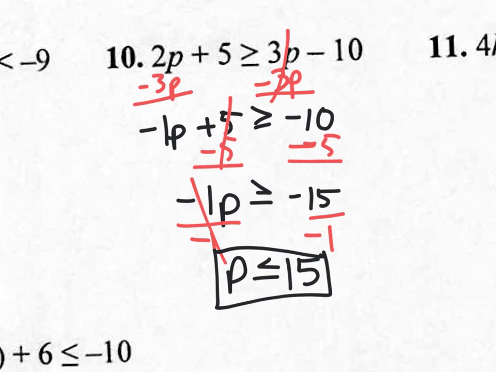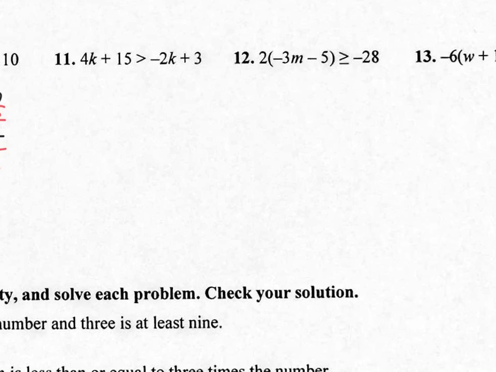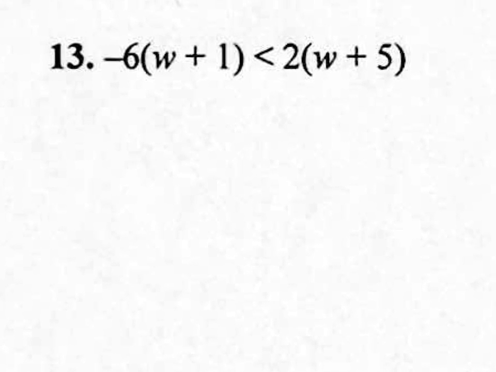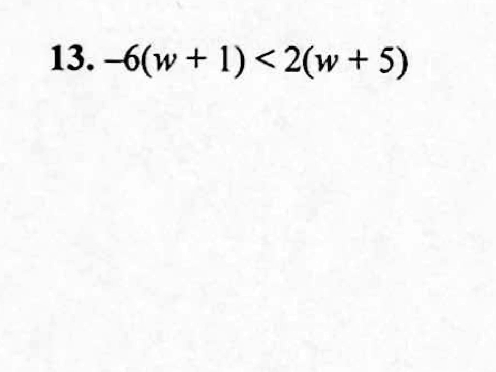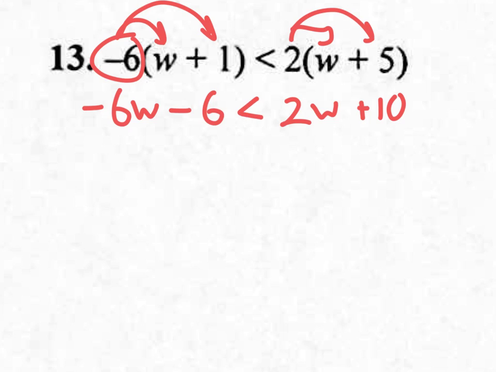Now, let's go for a little bit more challenging one. Let's say one that requires simplification, like number 13 right here. Okay, number 13 requires simplification. So, could you simplify anything on the left side? Yeah, there's distributive property, so let's do that. Negative 6 times w, that's negative 6w. Negative 6 times 1, that's negative 6. Then over here, 2 times w, that's 2w. And 2 times 5, that is 10. Now that inequality symbol is going to come down, because you didn't multiply or divide everything by a negative.